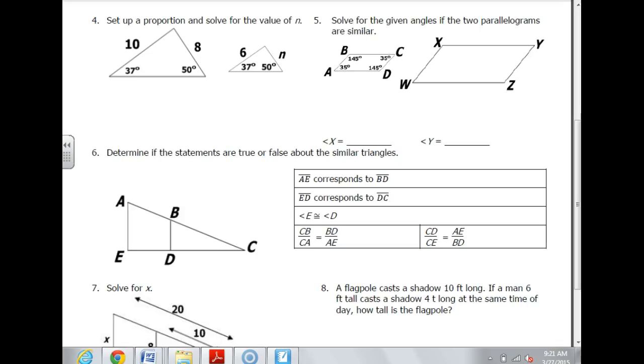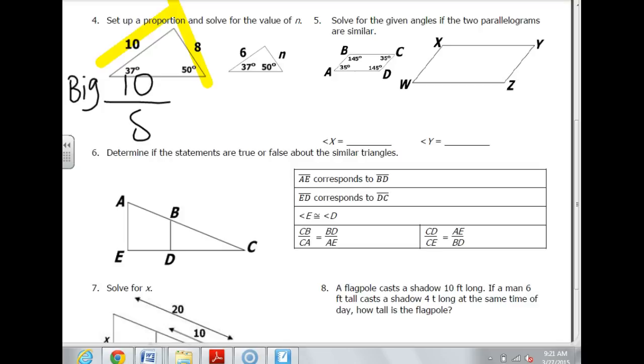All right, so now we're on number 4, and this is where you have to set up a proportion and solve for the value of n. I think it's easiest to start with what you know. We have 10 and we have 8 on the big triangle, so on the big triangle we've got 10 over 8. And now we're going to talk about the little triangle, and we've got 6 over n.